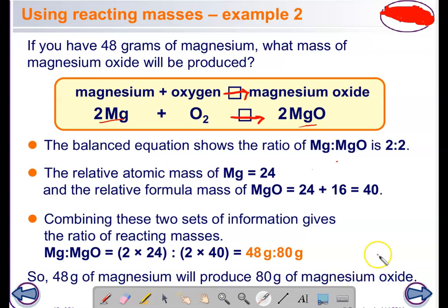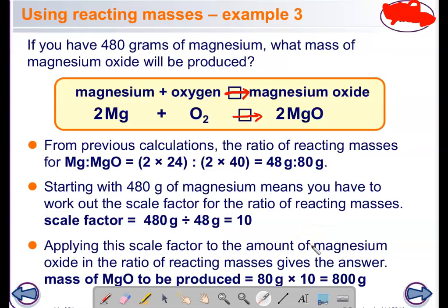In other words, you can calculate the number of moles of magnesium and use that to find the number of moles of magnesium oxide in this reaction. The number of moles is mass over molar mass. Get that, then multiply the number of moles of magnesium oxide by the relative formula mass of magnesium oxide, and that will give you the amount of magnesium oxide that will be produced in this reaction.